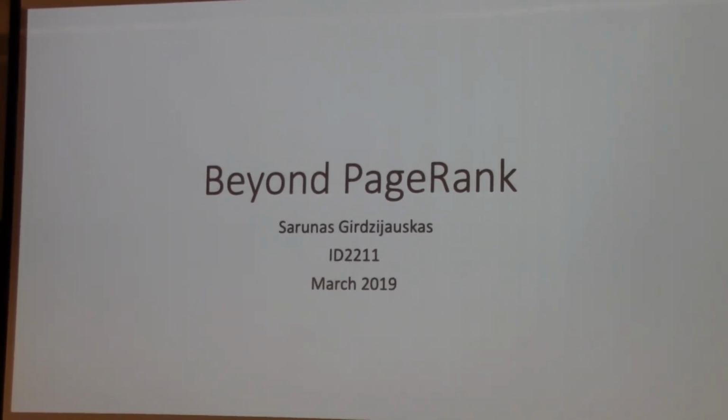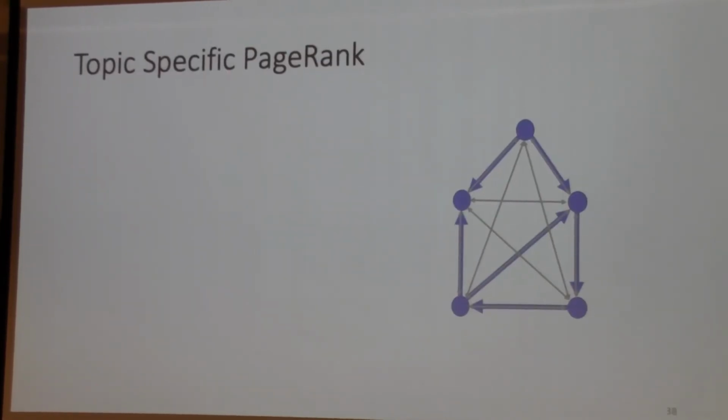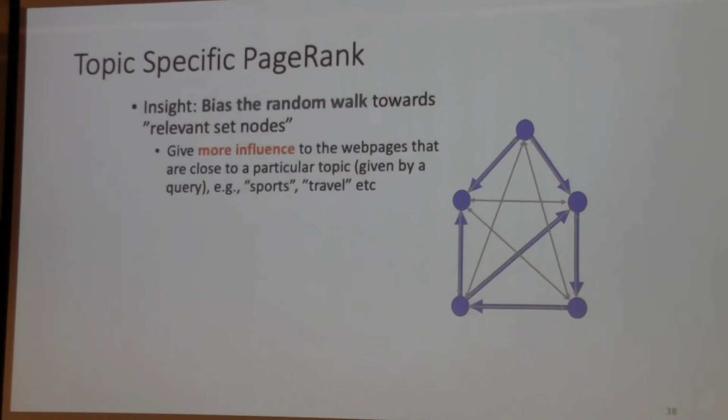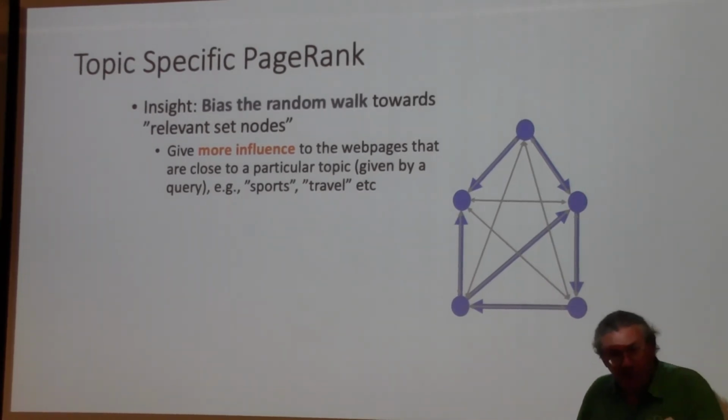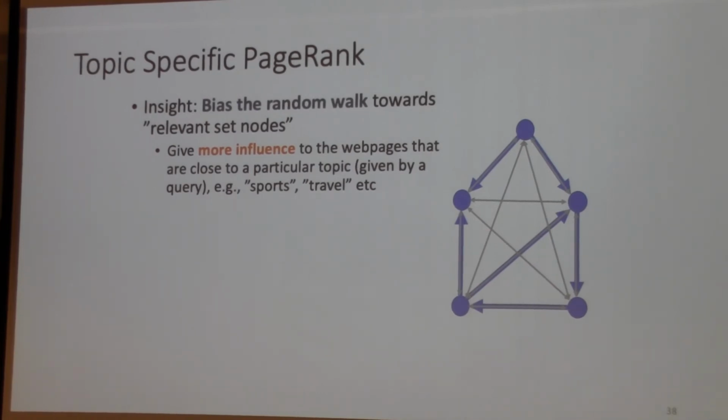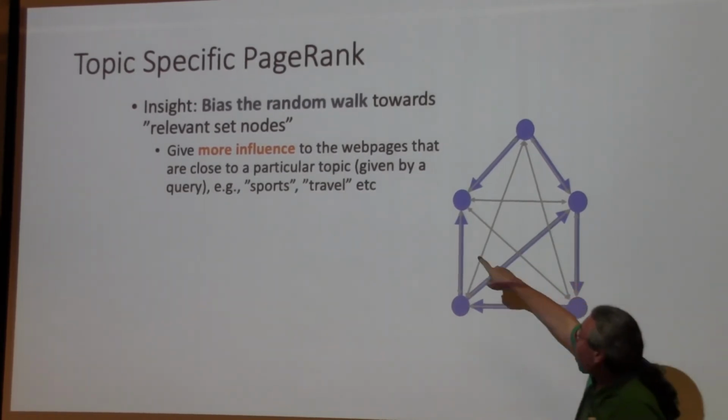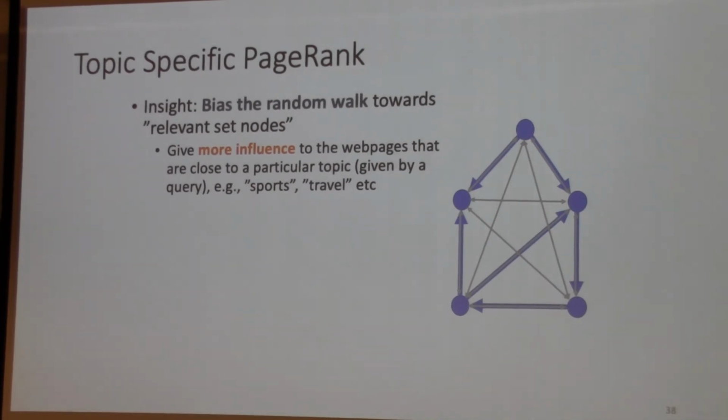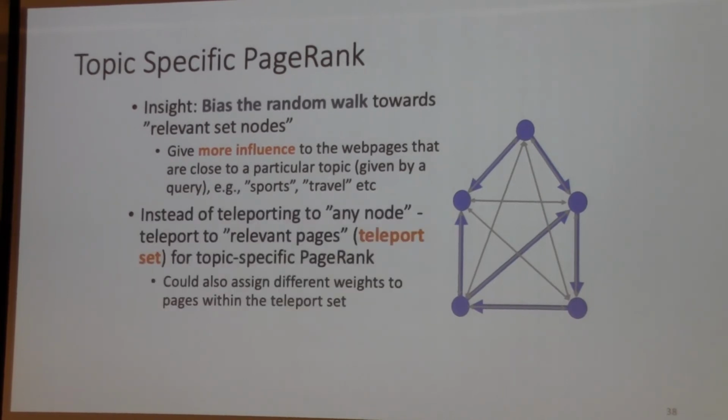And what I want to do now is explain a little bit how to solve this. So the first thing I want to talk about is kind of a generic one, the topic specific. How do you make PageRank work for specific topics? Okay. So we have this random walk, but we want to somehow push the random walk so it only looks at the pages that we're kind of interested in, the topics. Okay, so we give more influence to web pages that are close to some topic, sports or travel or whatever. That's kind of the general idea.